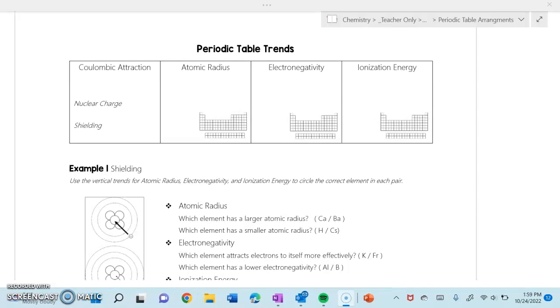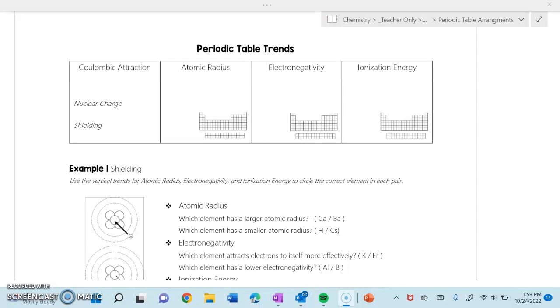Today we are going to look at the periodic table a little bit more, now focusing in on the attraction between the nucleus, which has protons in it, so it's positive, and the negatively charged electrons in its energy levels. This is defined as Coulombic attraction. So if you think about magnets, Coulombic attraction also applies to their force of attraction between one another.